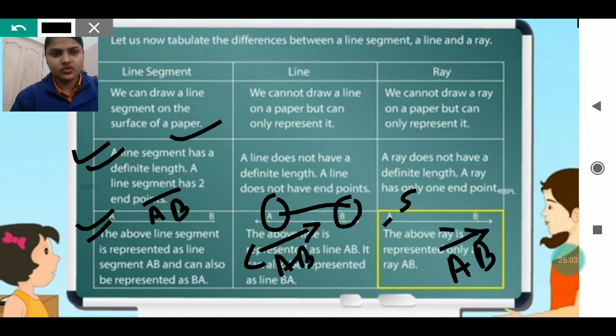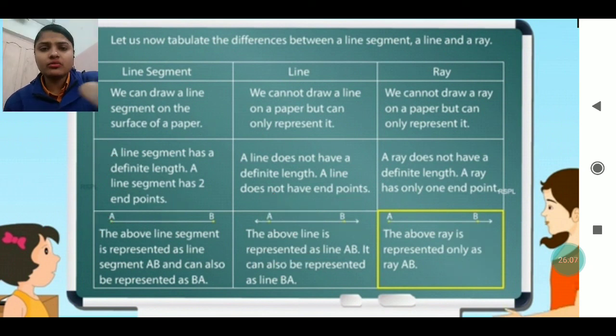These are the symbols which I have written here. These points you will learn and keep in your mind. This will help you to do this exercise.